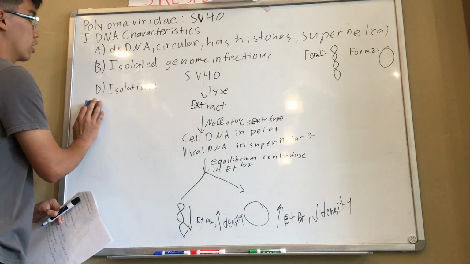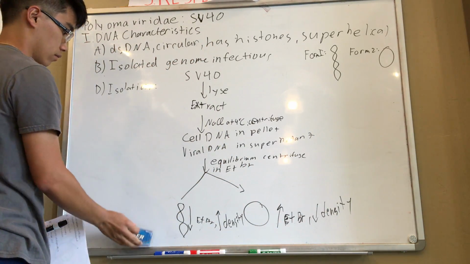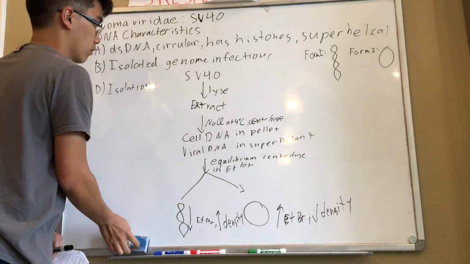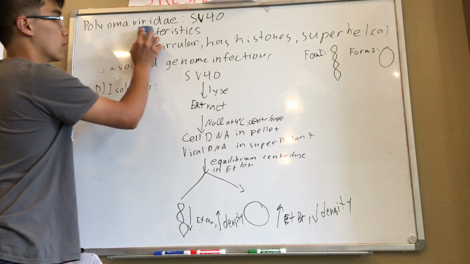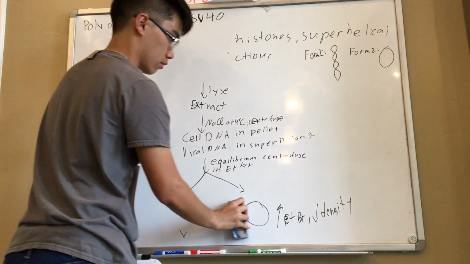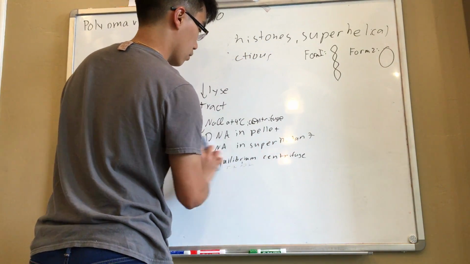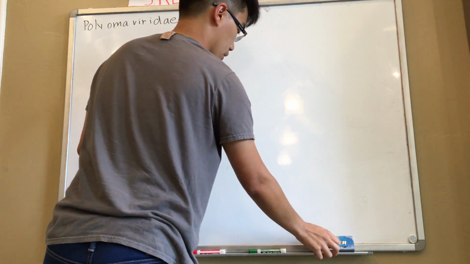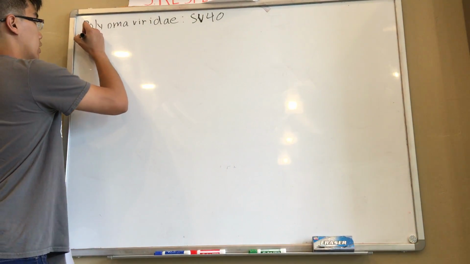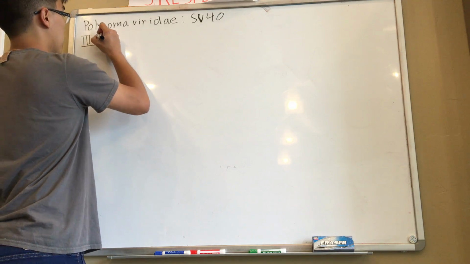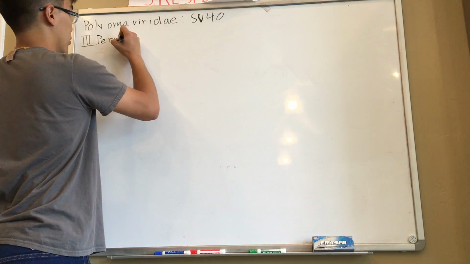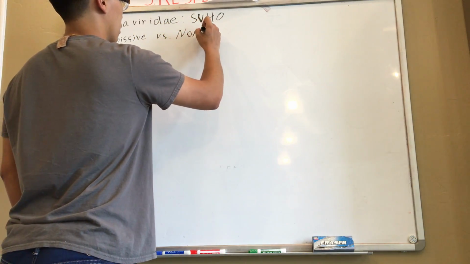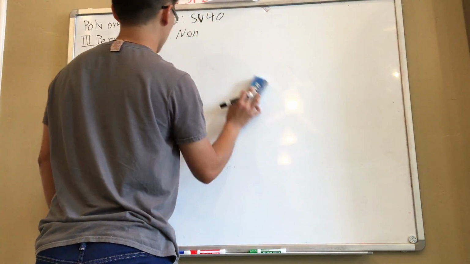So now we're going to talk about bullet point number 2, SV40 and permissive versus non-permissive cells. First we'll go over permissive.